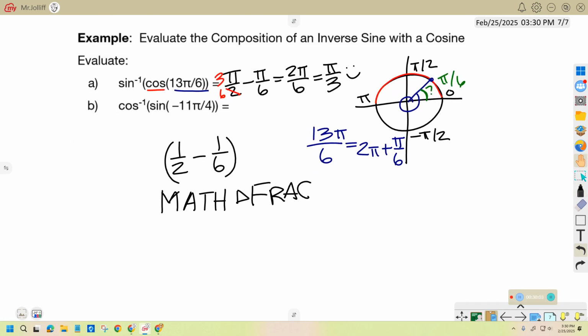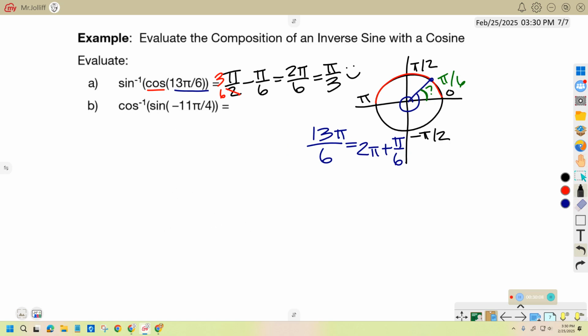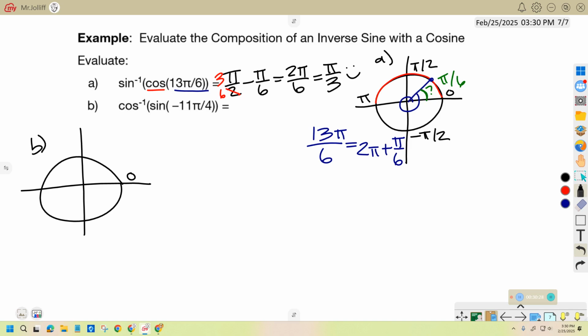We got one more, and then you should have about 10 minutes of homework time. Math frac. Write it down. All right, we're going to do B. This was A. We're going to do B down here and draw my unit circle. That is the worst unit circle of the day. Pi over 2, pi minus pi over 2. B says cos inverse of sine of negative 11 pi over 4.